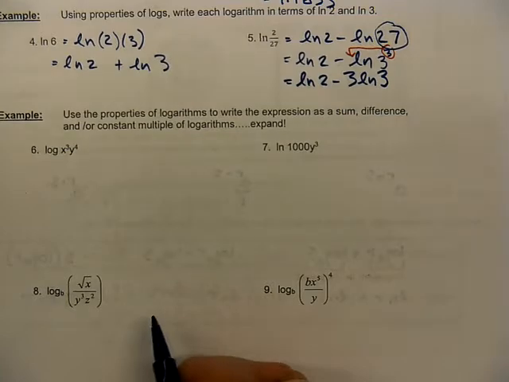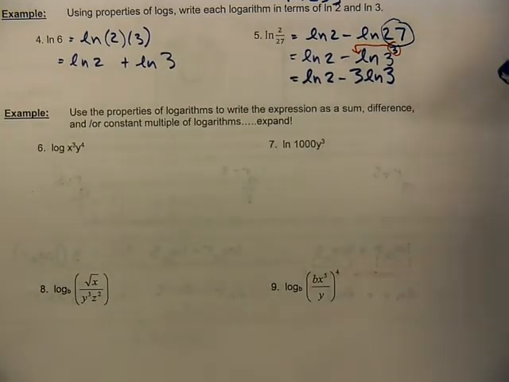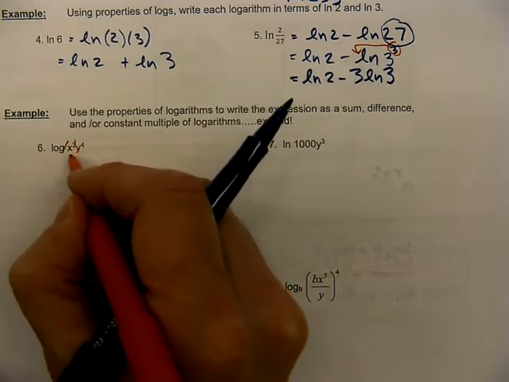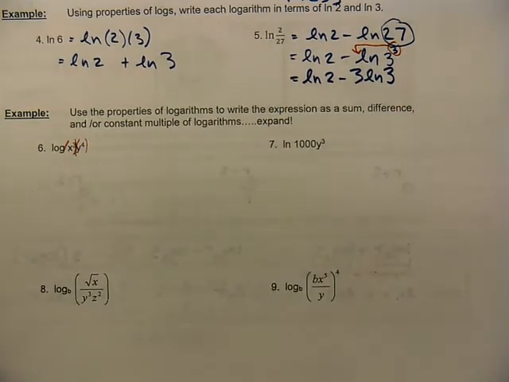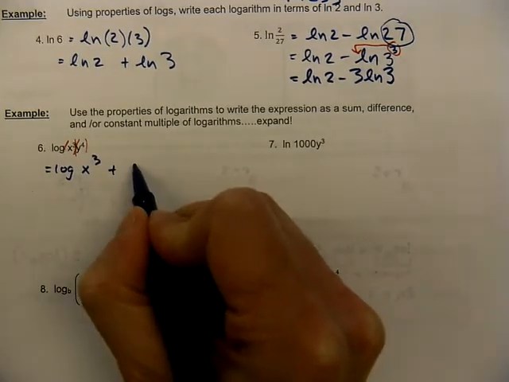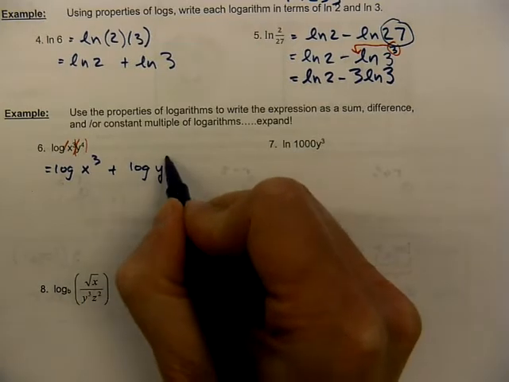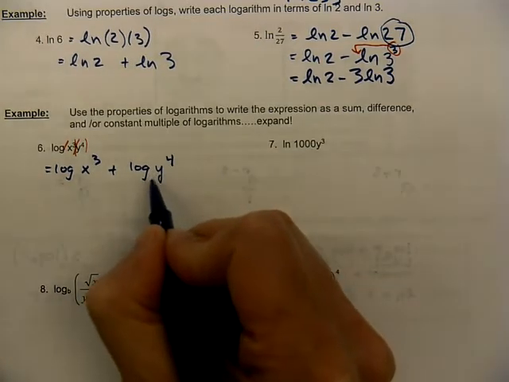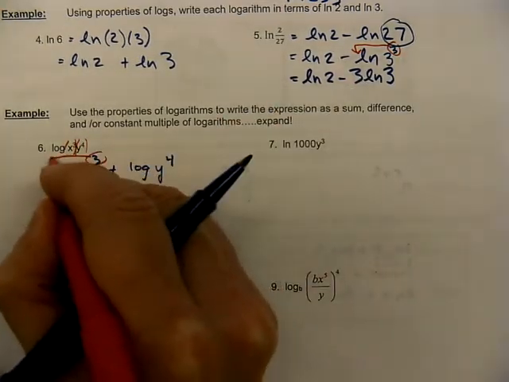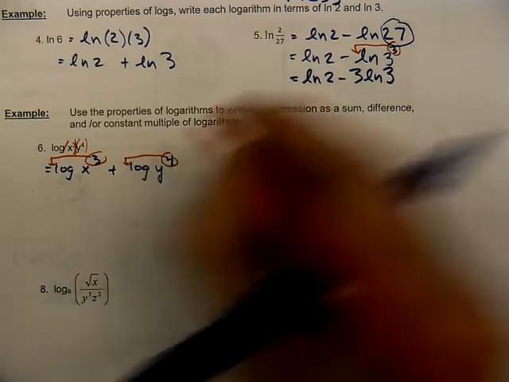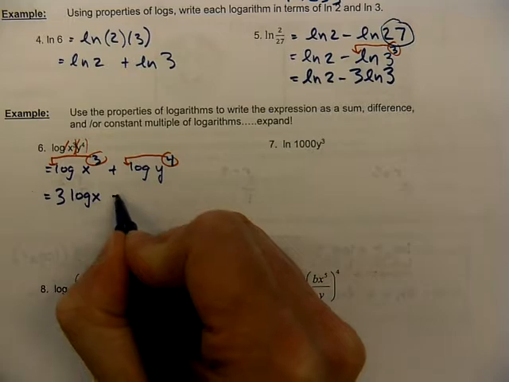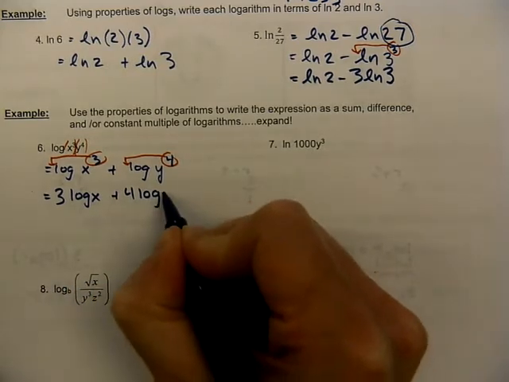So what do you do? You look for factors. Do you see any factors in problem 6? Log of x cubed times y to the 4th? Yes, factors are being multiplied together. There are your 2 factors, so expand those out. Log of x cubed is added with log of y to the 4th. What's our base? That's just the common base of 10, so we don't need to write the 10. Now we'll use the power property to bring that exponent to the front as a constant multiplier, so 3 times log of x. And that's being added with 4 times log of y.